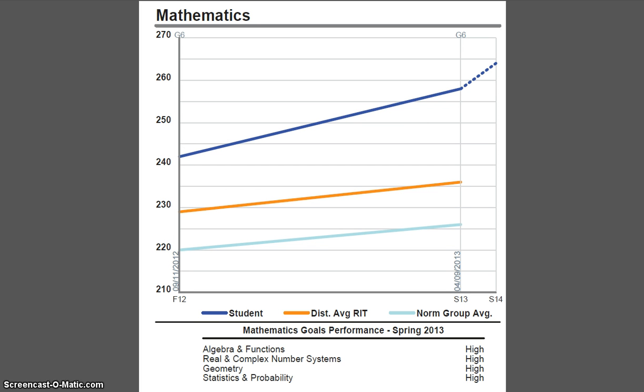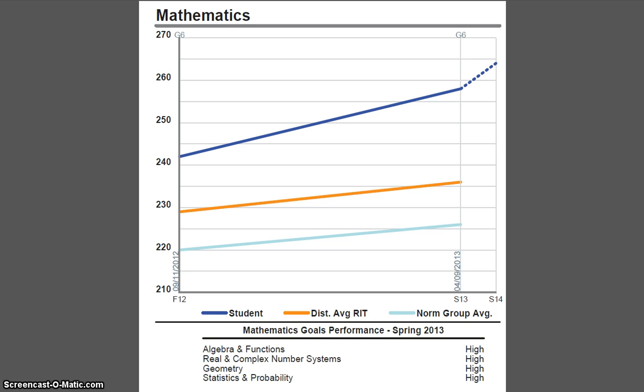The dark blue line represents the individual student who is the subject of the progress report. The orange line represents the average AES student in the same grade as the student. The light blue line represents the average US student in the same grade as the student. Each line shows the change in RIT score from fall to spring. The dashed blue line represents projected growth over the next year.